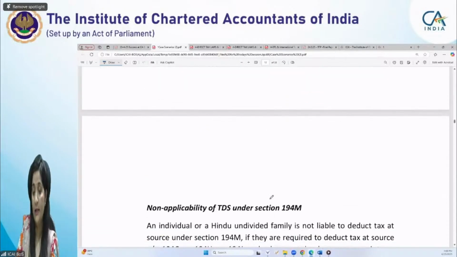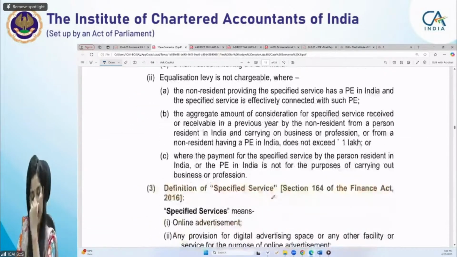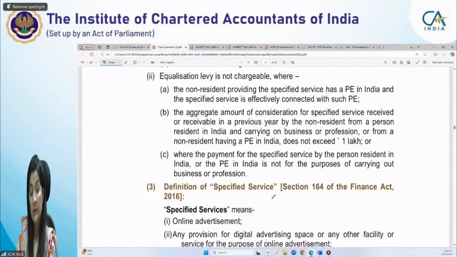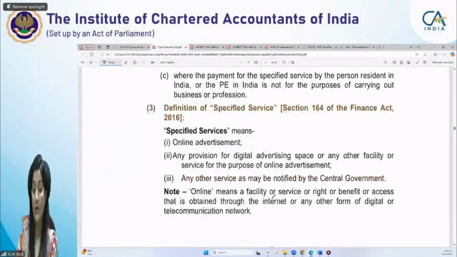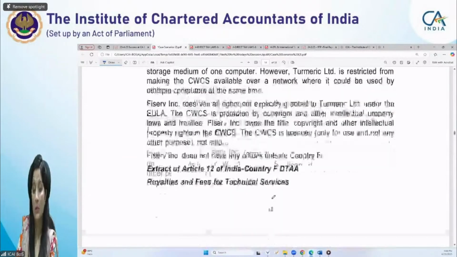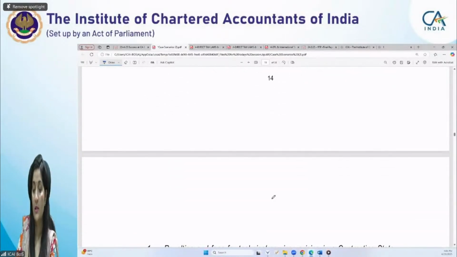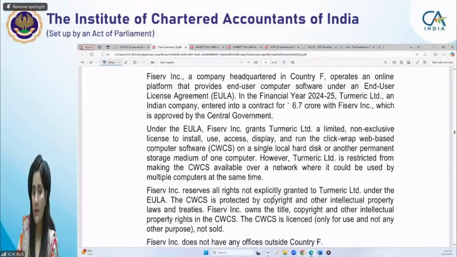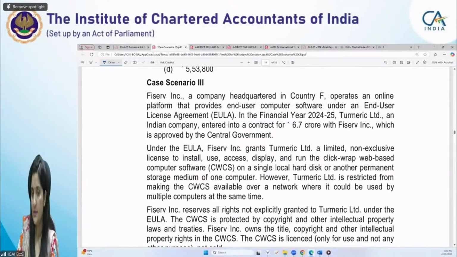The royalty income, when the income will be taxable as royalty in case of your rights to use the copyright or right to use. It's an interesting engineering services wala case law, which is quite interesting, and it is with respect to only non-residents. This case scenario is for the non-residents. This Inc. is a company headquartered in country F, operates an online platform that provides end user computer software under end user ULA.